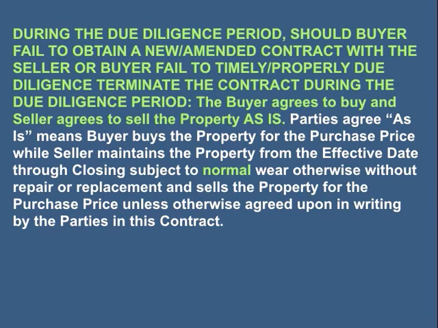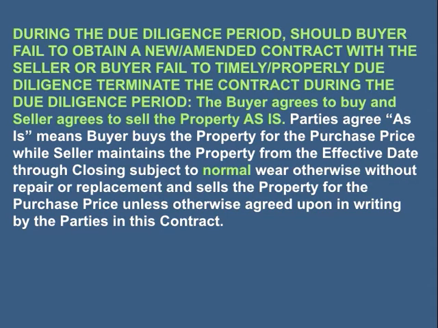During the due diligence period, should the buyer fail to obtain a new amended contract with the seller, or the buyer fail to timely, properly due diligence terminate the contract during the due diligence period, the buyer agrees to buy and seller agrees to sell the property as is. Parties agree that as is means the buyer buys the property for the purchase price, while seller maintains the property from the effective date through closing, subject to normal wear, otherwise without repair or replacement, and sells the property for the purchase price unless otherwise agreed upon in writing by the parties in this contract.